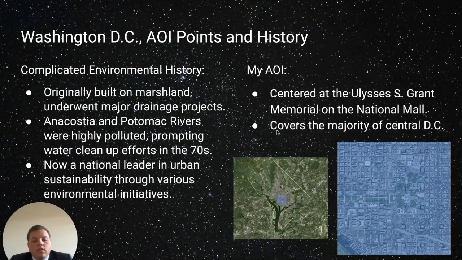Washington, D.C. has a complicated environmental history. It was originally built on marshland and then underwent major drainage projects, construction projects, river pollution cleanup efforts, and is now a national leader in urban sustainability through various environmental initiatives, including park construction and green roof construction. My AOI is centered at the Ulysses S. Grant Memorial on the National Mall, which covers the majority of central DC.